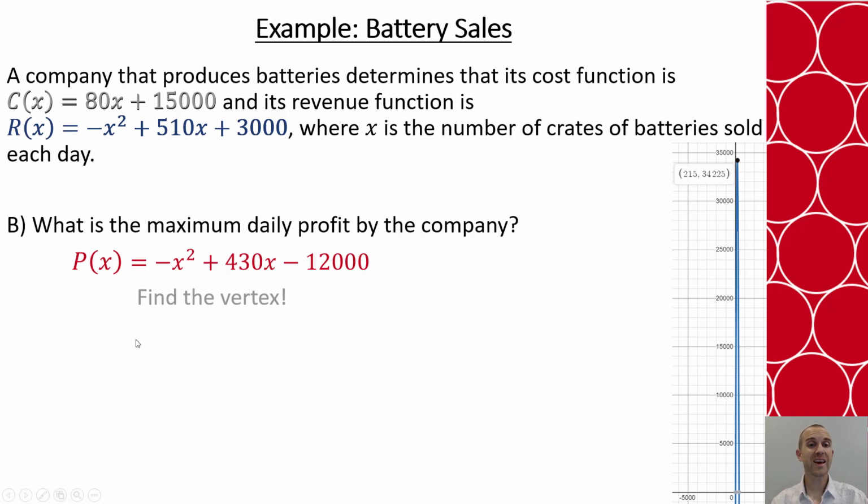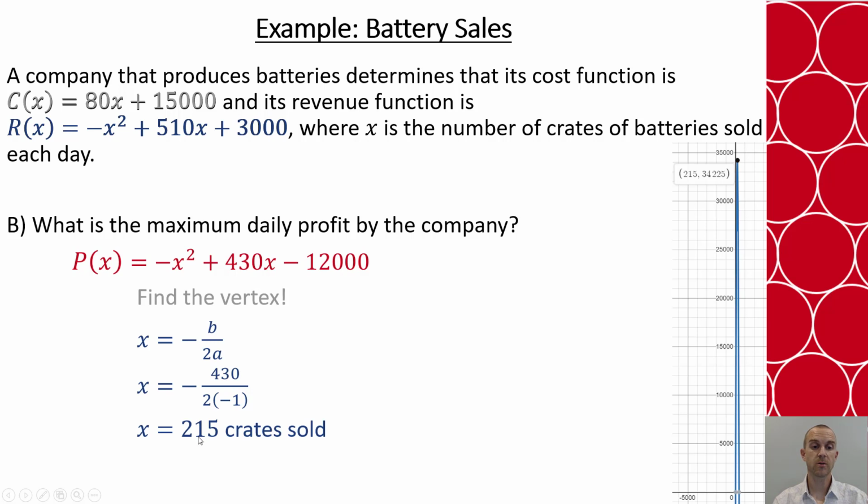We start with the x value, where it's equal to negative b over 2a. So we have to put the quadratic function back in general form and then use our coefficients and our constant. So negative b, our b value is the x term, so it's 430, and 2a, a is the coefficient that's on the x squared term. That's negative 1. So the negative and the negative simplify to positive. 430 divided by 2 is 215.